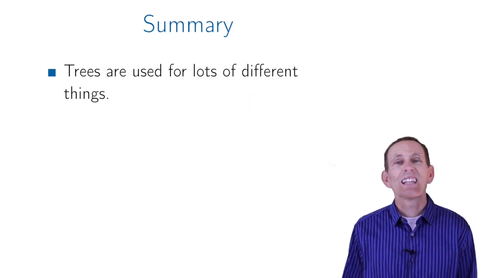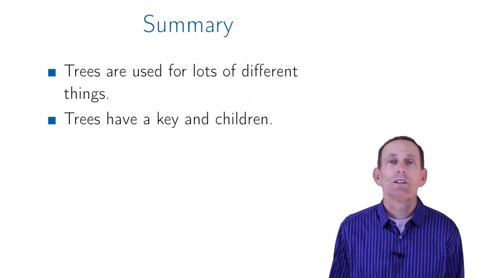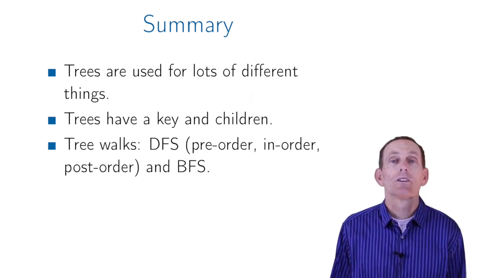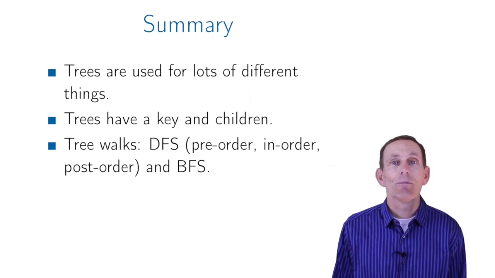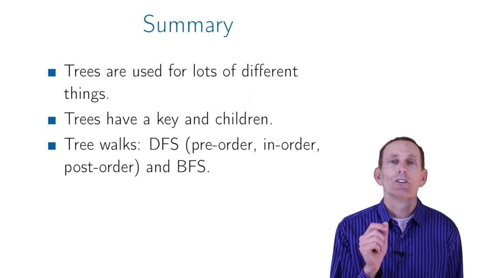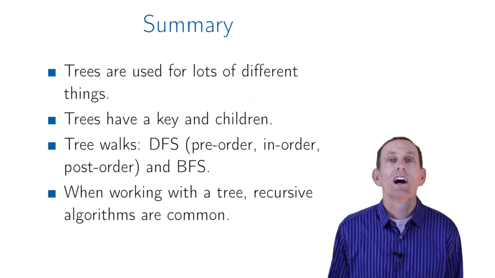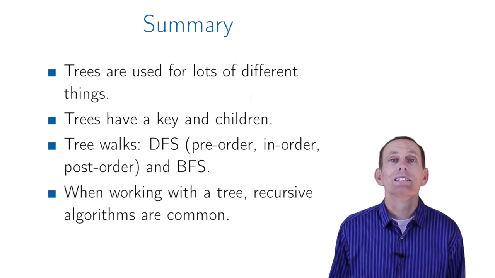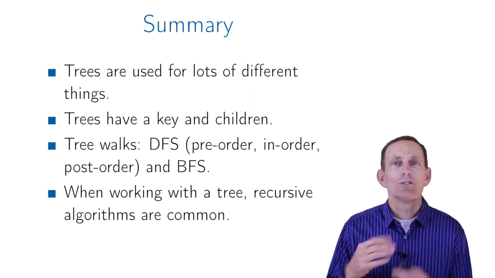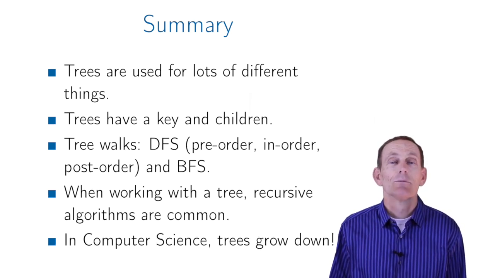So in summary, trees are used for lots of different things in computer science. We've seen that trees have a key and normally have children, although there are alternative representations of trees. The tree walks that are normally done, or the traversals, are DFS, depth first search, and BFS, breadth first search. There are different types of depth first search traversals: pre-order, in-order, and post-order. When you work with a tree, it's common to use recursive algorithms, although note that we didn't for the breadth first search, where we needed to go through the elements of the tree in a non-recursive order. And finally, in computer science, trees grow down.